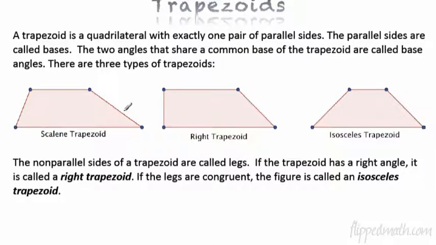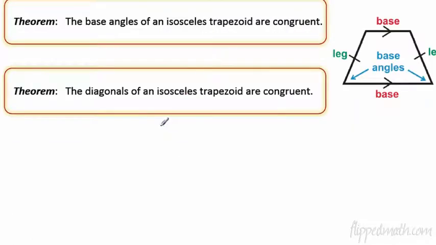So the non-parallel sides of the trapezoid are called legs. If the legs are congruent, the figure is called isosceles. We have a couple theorems. The base angles of an isosceles trapezoid are congruent.